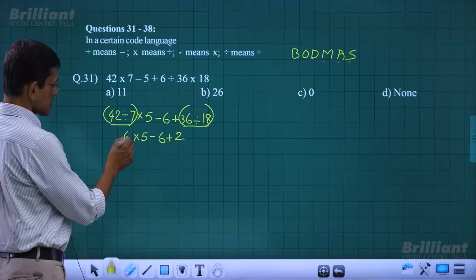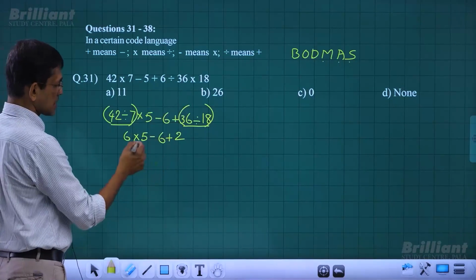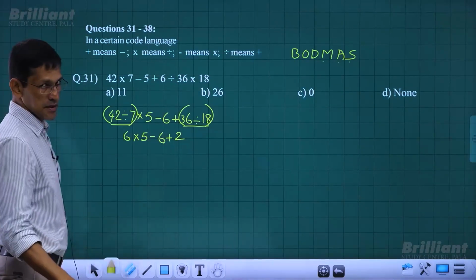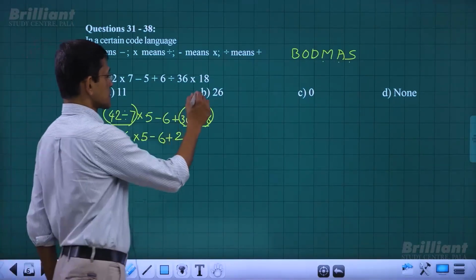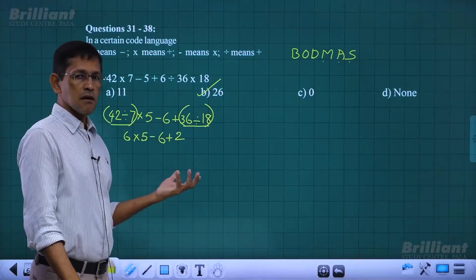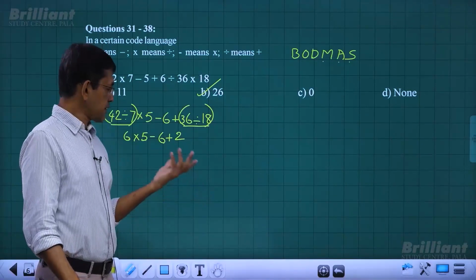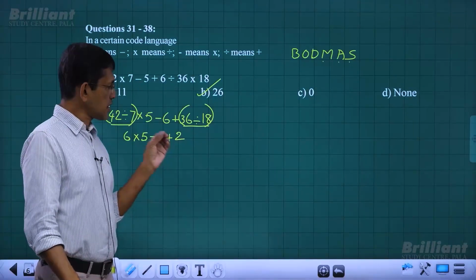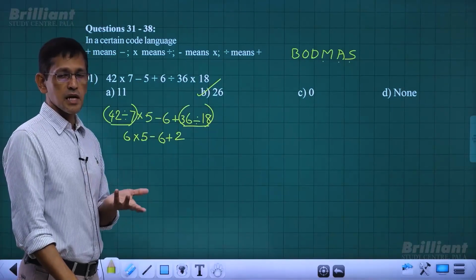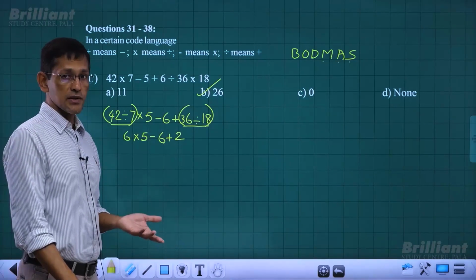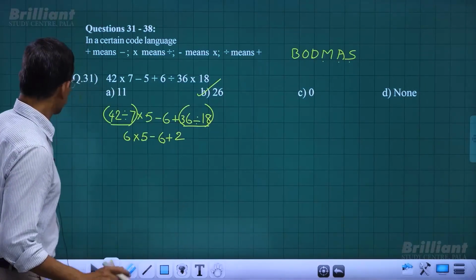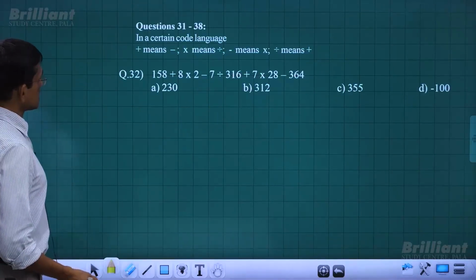When you solve it, after division comes multiplication. 6 into 5 is 30. So 30 minus 6 plus 2, that is 26. The answer is 26. It is pretty much an operation using mathematical symbols. You must have done this at school level, maybe in high school or even before, many times.